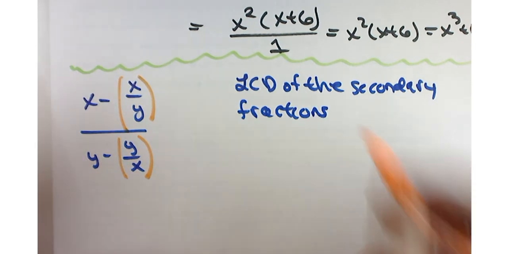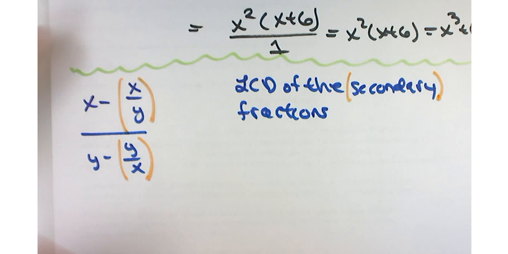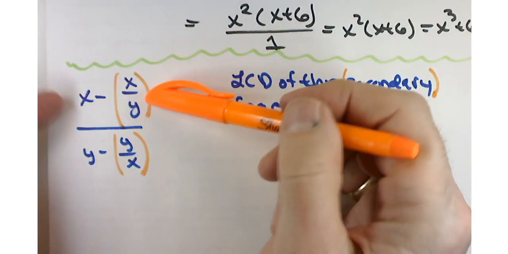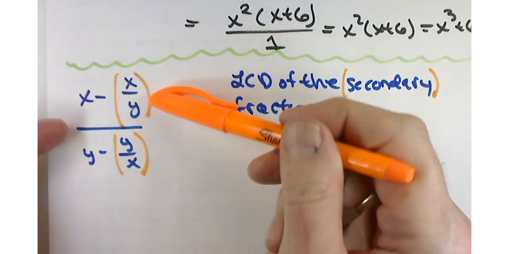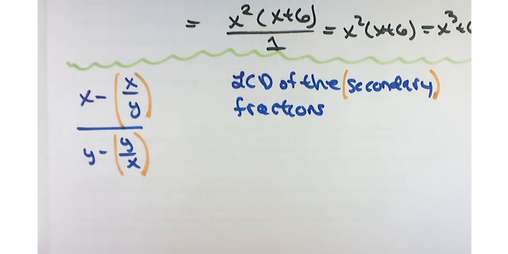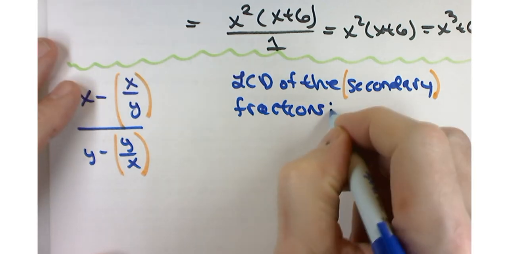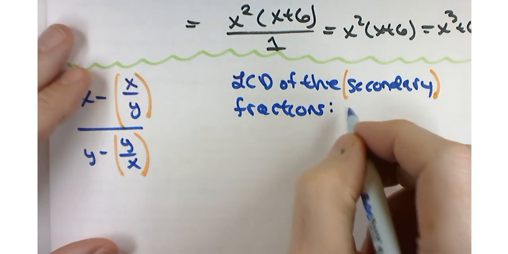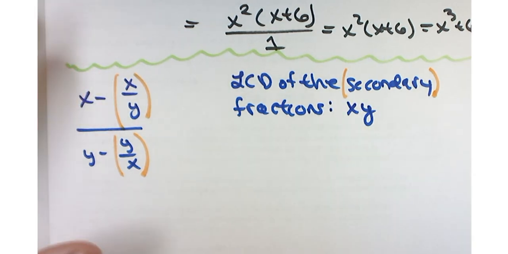And I'll put secondary in parentheses to indicate that that's the secondary fractions. So basically I'm looking for the lowest common denominator of these two fractions. Can anyone suggest what that might be? Y times x, x times y. There's our LCD.